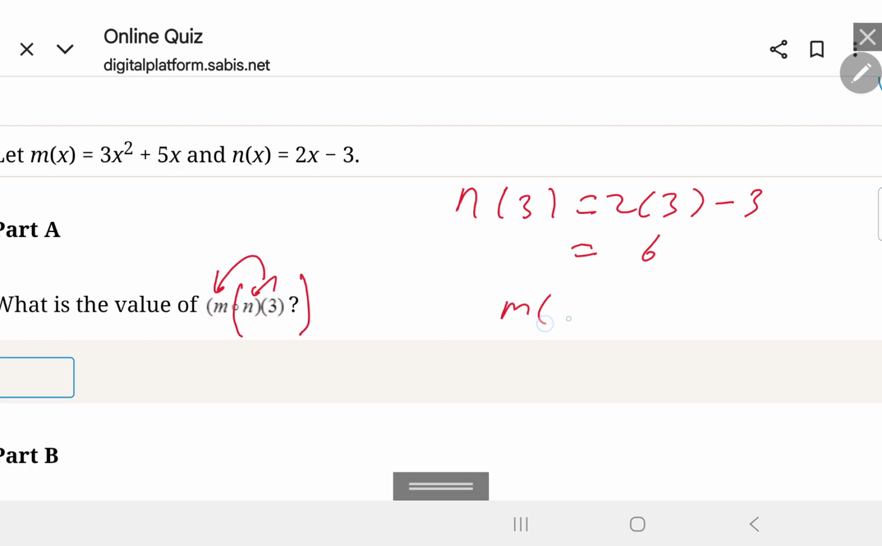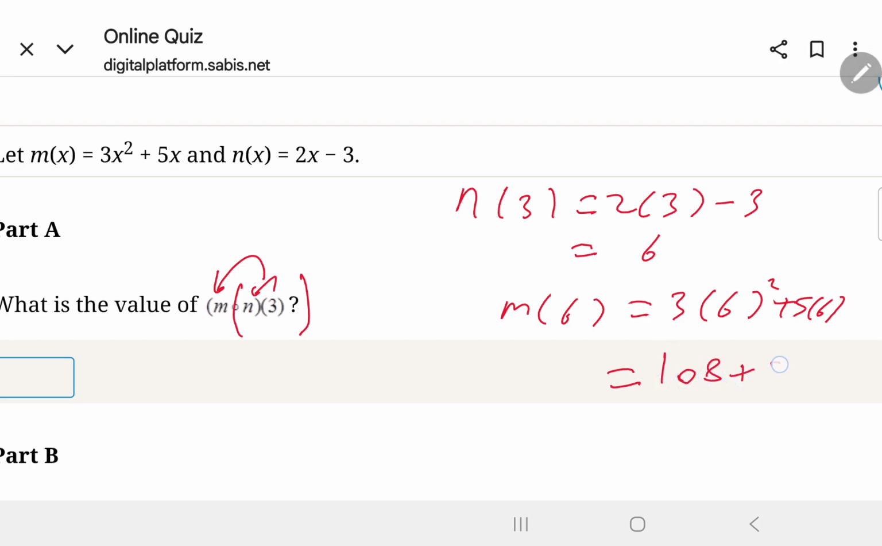So m of 6 will be 3 times 6 squared plus 5 times 6. 6 squared is 36, times 3. So 36 times 3, 108, plus 30. So that will be 138. So here you have 138.